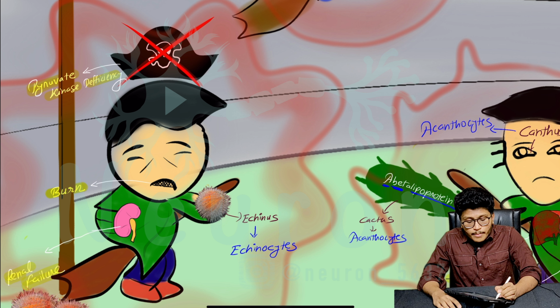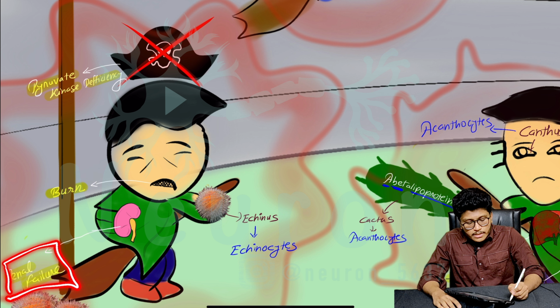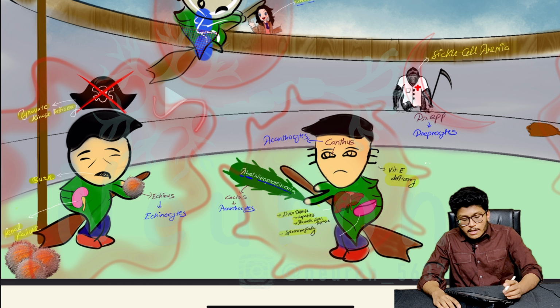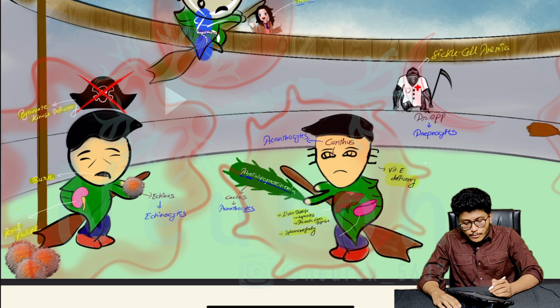So from pirate you can remember pyruvate kinase deficiency. Crabbe is going to eat this, so he will burn himself and he will cause renal failure. So this is renal failure, and in these conditions a person can have this type of poikilocytes named echinocytes or Burr cells. Now let's move to the next poikilocyte.